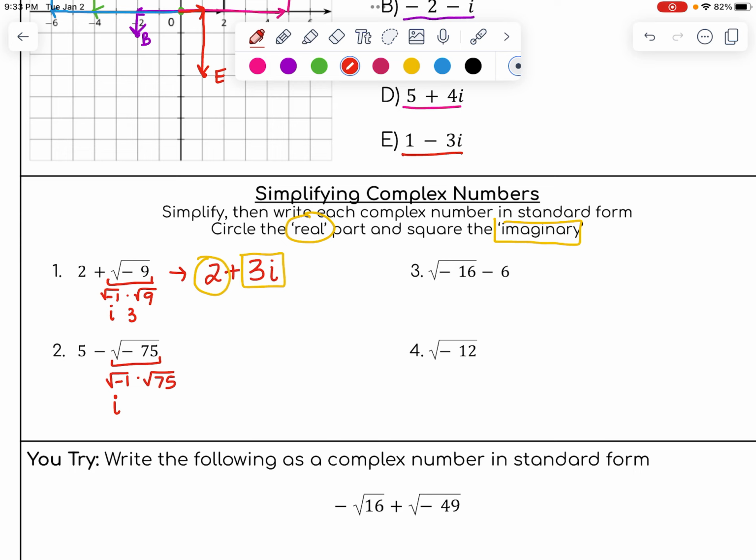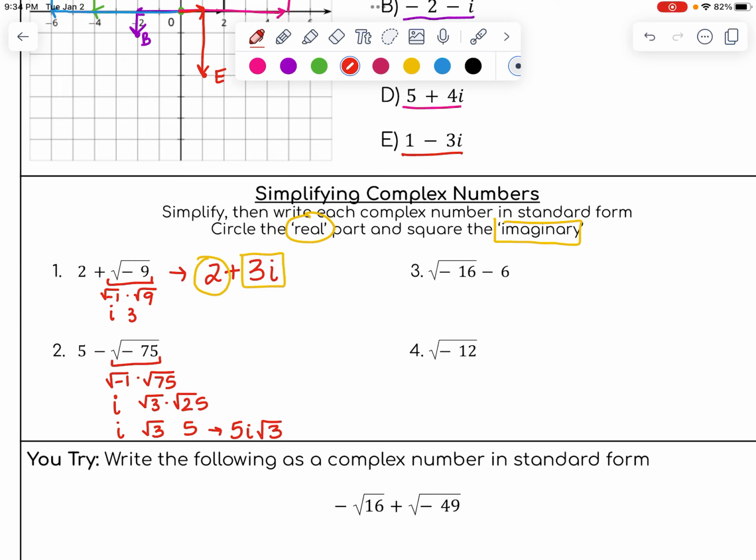For the square root of 75, I'm going to break this down one more time into the square root of 3 times the square root of 25. And now I can simplify these pieces because I know that the square root of 25 is 5. Bring down the square root of 3, and bring down i. Now, to properly write this, it would be the 5 first, then i, then the square root. Remember, this just represents the square root of negative 75.